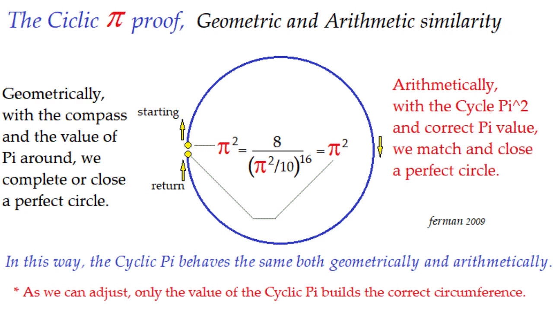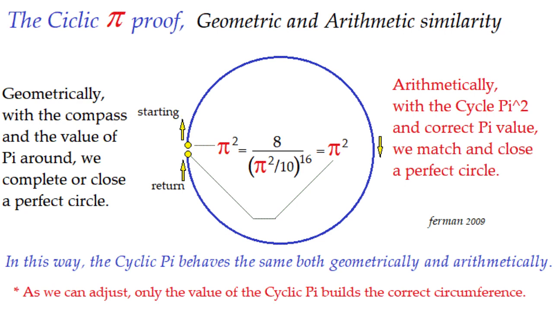And in the case of arithmetic adjustment, there would be no physical devices, but rather the formula of the squared pi cycle and the pi parameters, as well as the value of the square, 8, that contains, delimits and joins the number pi and the diameter. So, geometrically, with the compass and the value of pi that it develops, we complete or close a perfect circle. Arithmetically, with the cycle pi squared as a substitute for the compass, and the correct value of pi, we equalize and close a perfect circle.